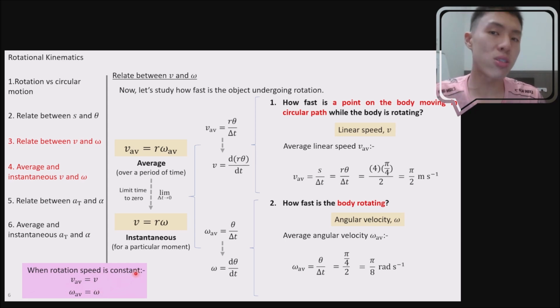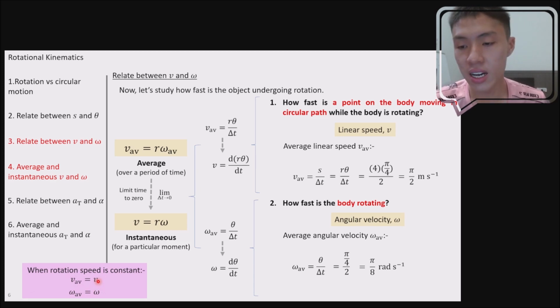Okay, so this is similar to what we learned in chapter 2. In chapter 2, we learned that if an object is moving at constant velocity, the average velocity will be the same as the instantaneous velocity. If an object is moving at constant acceleration, the average acceleration will be the same as the instantaneous acceleration. So it's still the same idea. If the rotation has a constant speed, then the average linear speed will be the same as the instantaneous linear speed, and the average angular velocity will be the same as the instantaneous angular velocity.